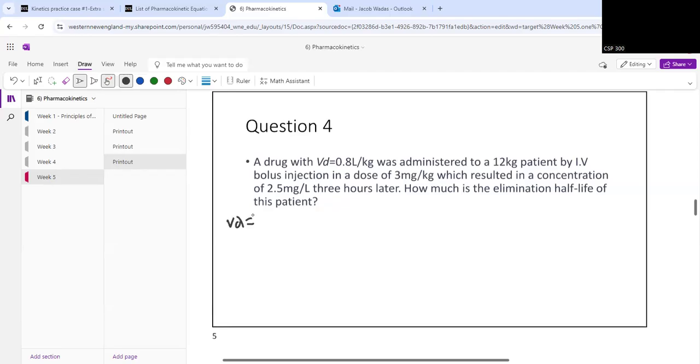VD equals 0.8 times 12. Yes, we asked Dr. Gohan, and this patient was modeled after Alex. He said yes. All right, and then what's the next thing that we should solve for? Very good.